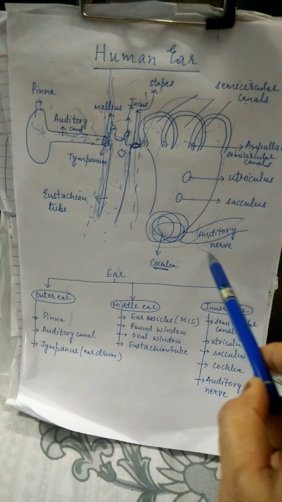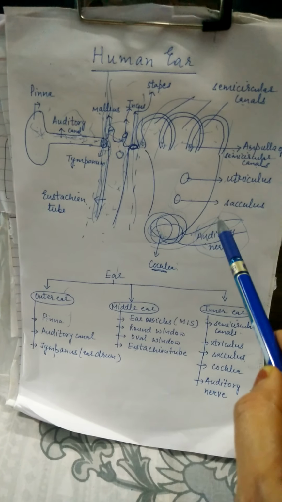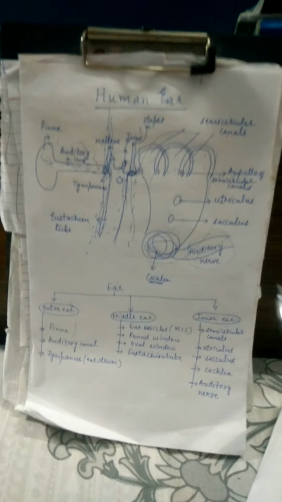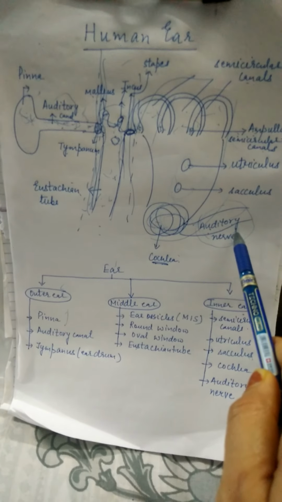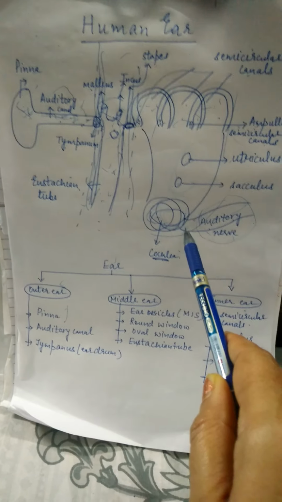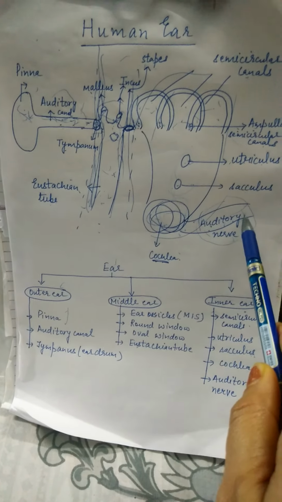Then we have this auditory nerve. It is a sensory nerve, the way we have done in the human eye, optic nerve, sensory nerve. Likewise in the ear, we have the auditory nerve. This auditory nerve carries impulses from the ear to the brain. It carries sound impulses from the ear to the brain.